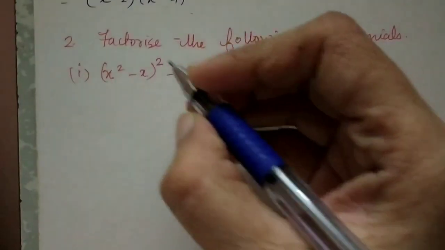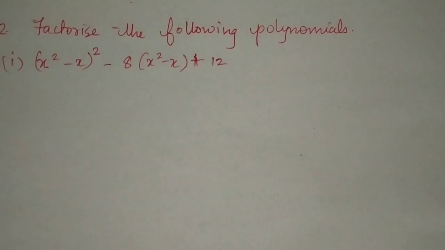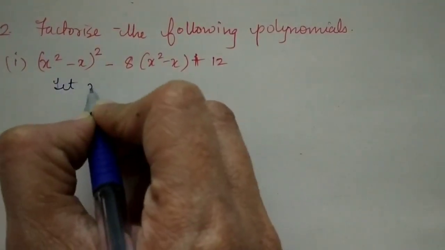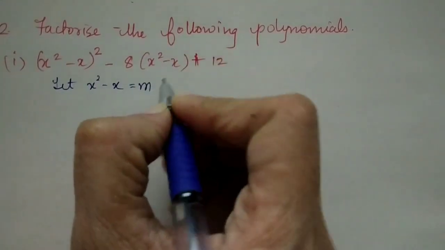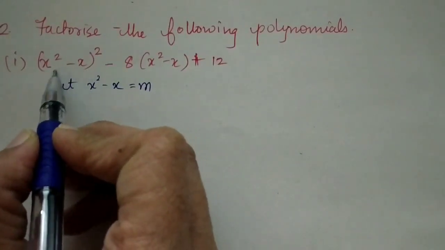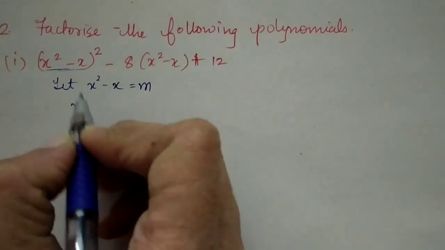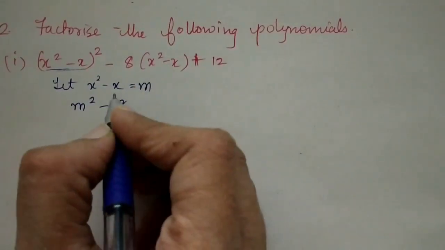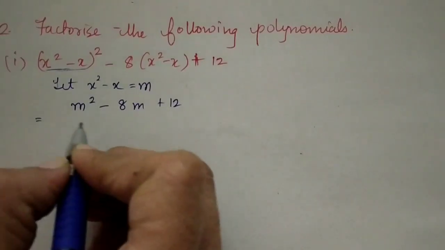Okay. So x square minus x, I will consider it as some letter. So I will say let x square minus x is equal to m. Okay, so what will I do? Instead of this x square minus x, I'll put only m. Okay, so what will this become? Instead of this x square minus x, I'll put m. This square minus 8, x square minus x is m, plus 12. Now we have a normal equation. Now we'll try to solve this.